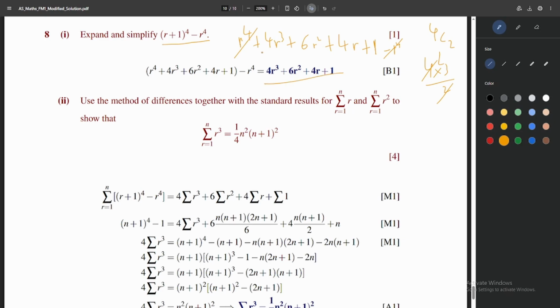Next question: use the method of differences together with standard results, this and this, to show that the sum of r cubed equals this. So we need to use this result to prove that the sum of r cubed is equal to this. So proving the r cubed formula in this way. First let us use the method of differences. So let's study it a bit.